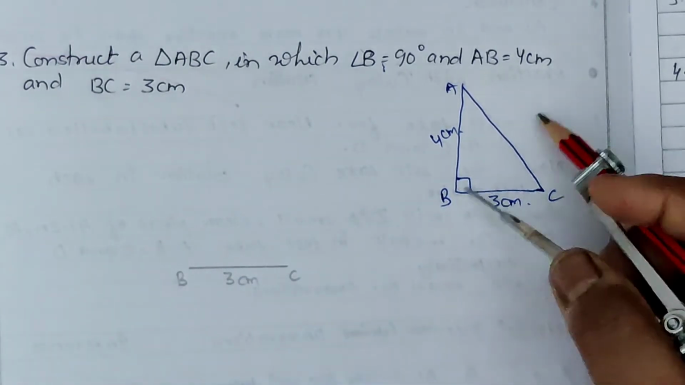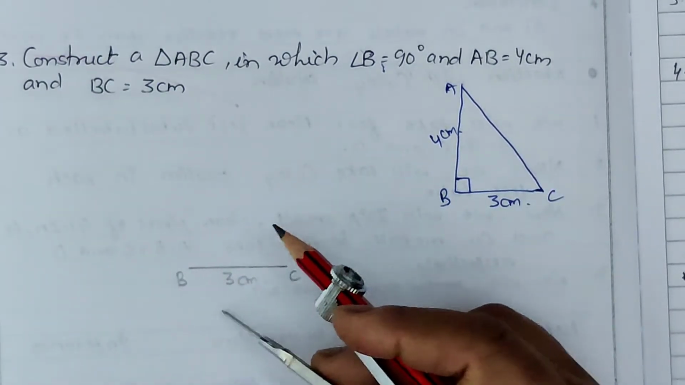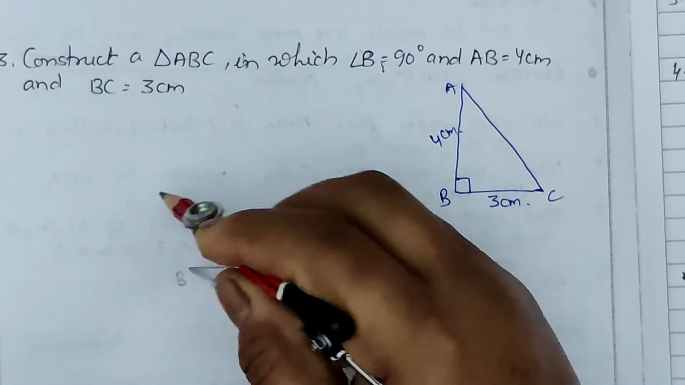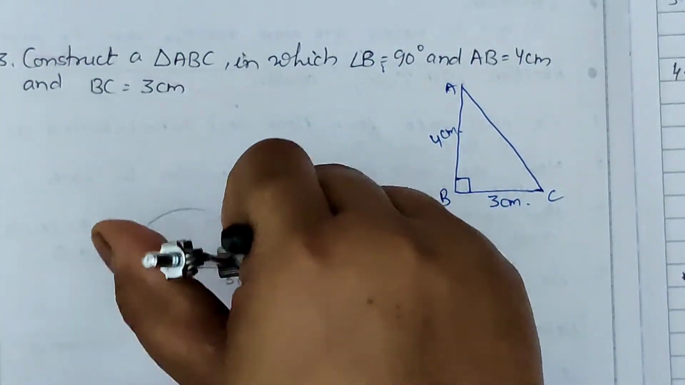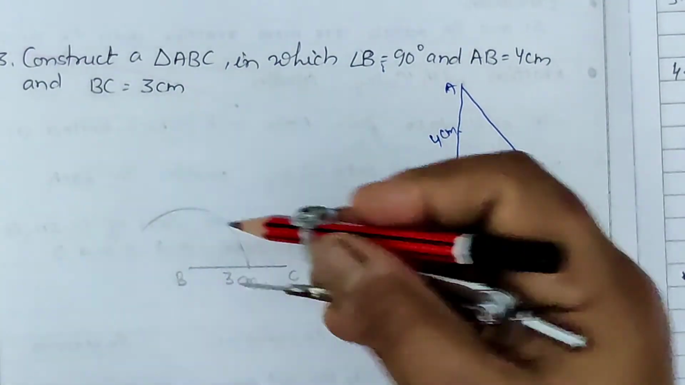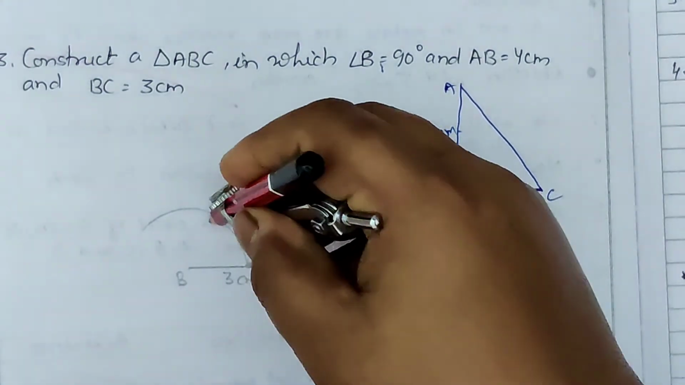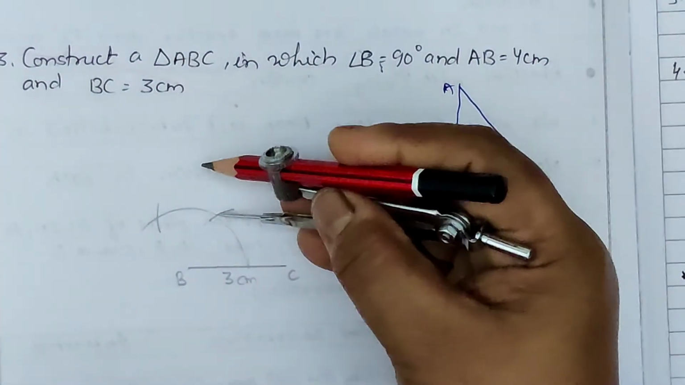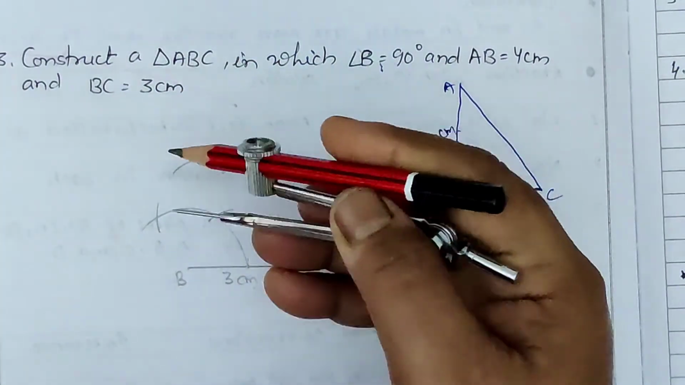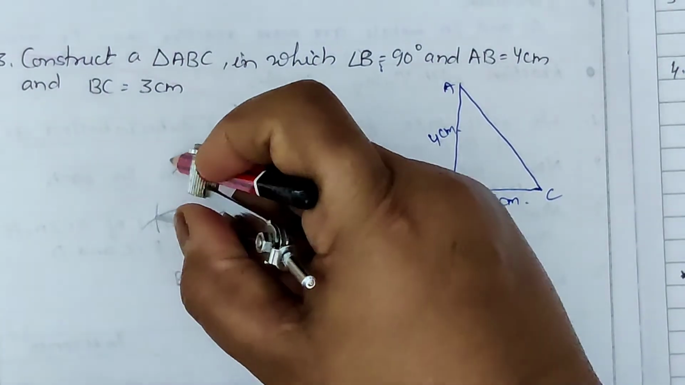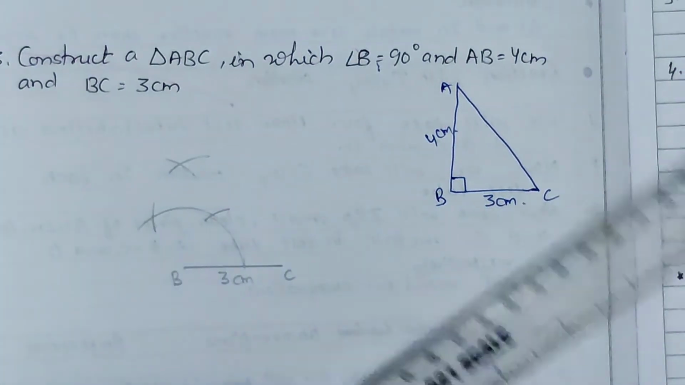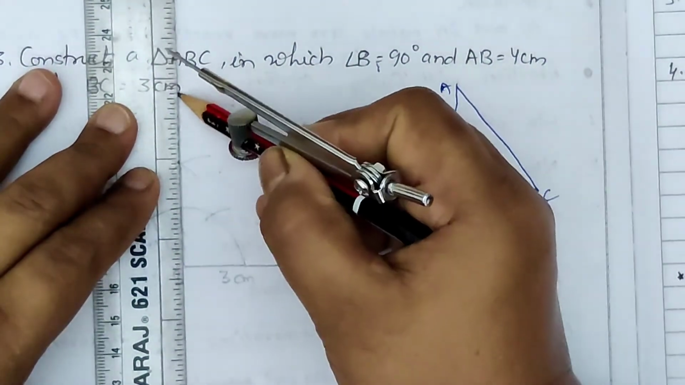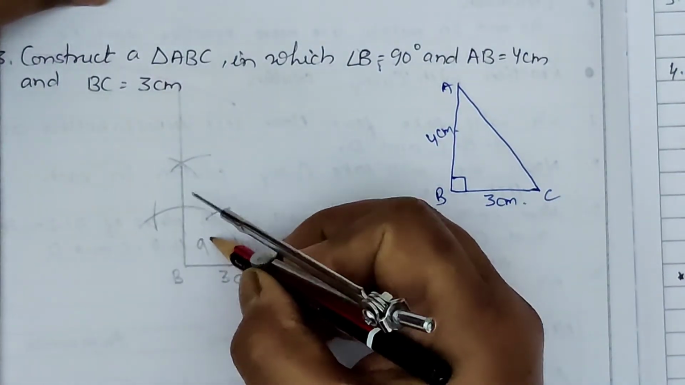At B make an angle of 90 degrees. How to make 90 degrees? First we make an arc from B. Now cut 60 degrees and 120 degrees. Now bisect the 60 and 120 arcs, and the point of intersection joined to point B gives the angle of 90 degrees.